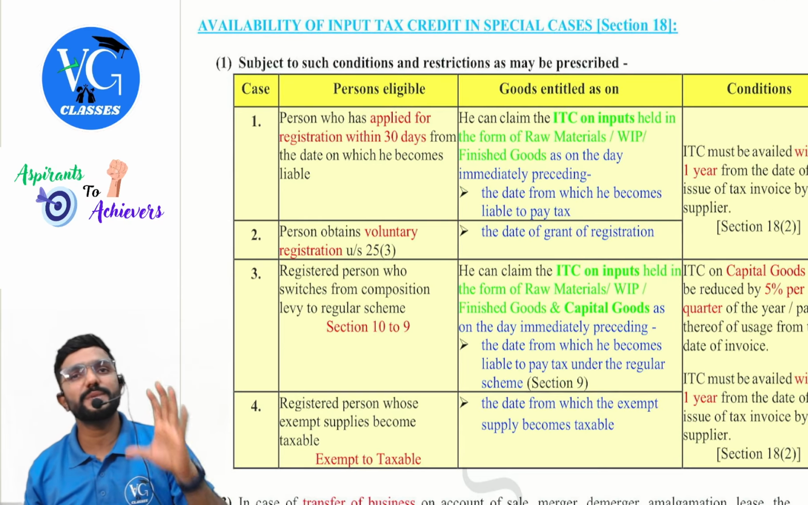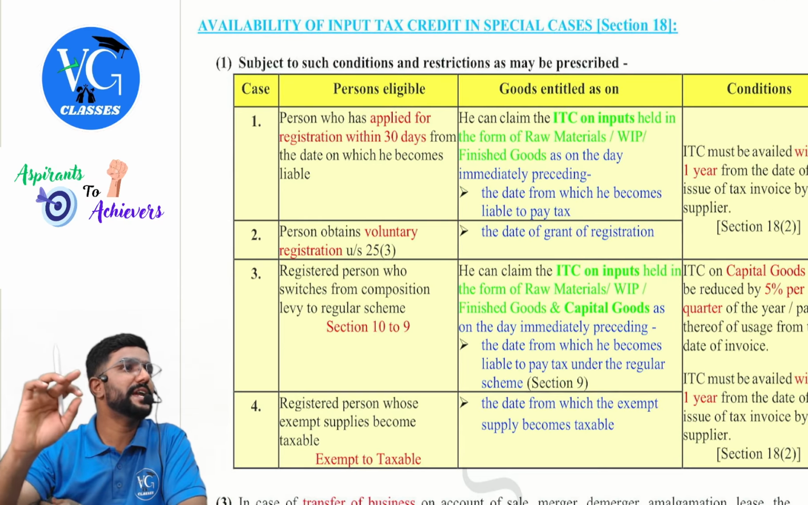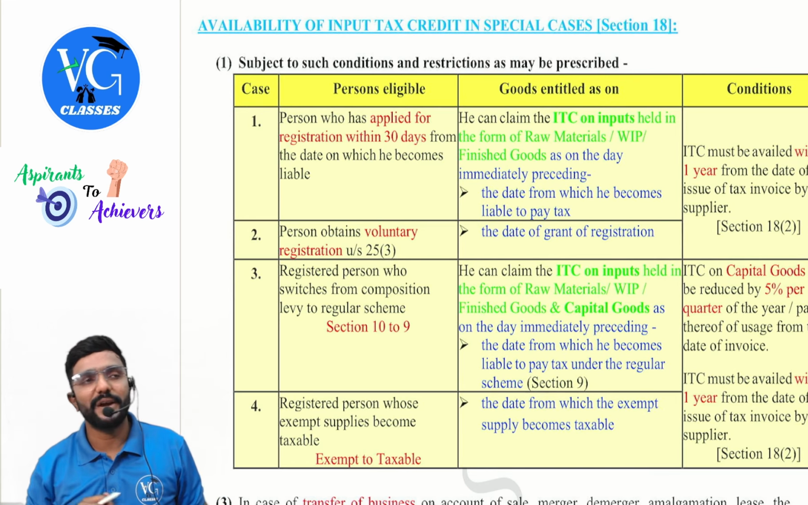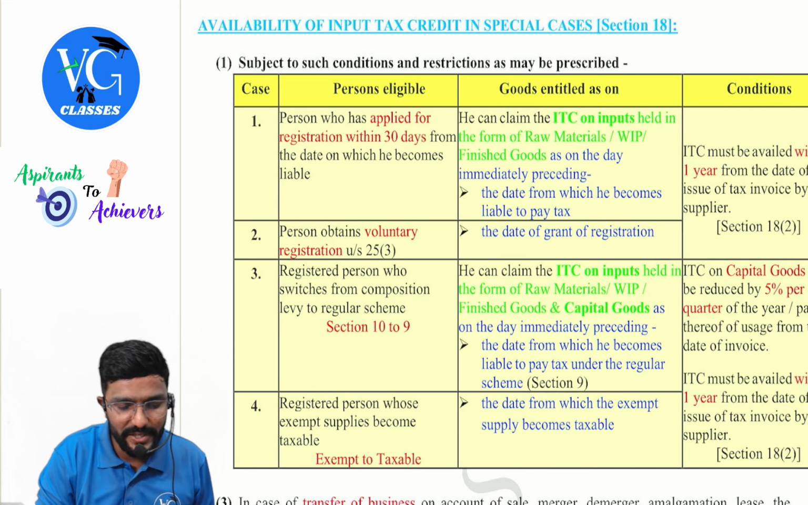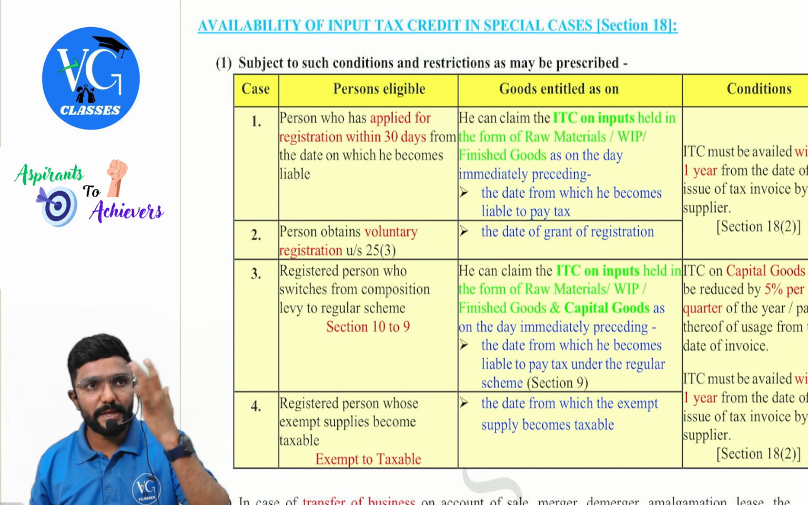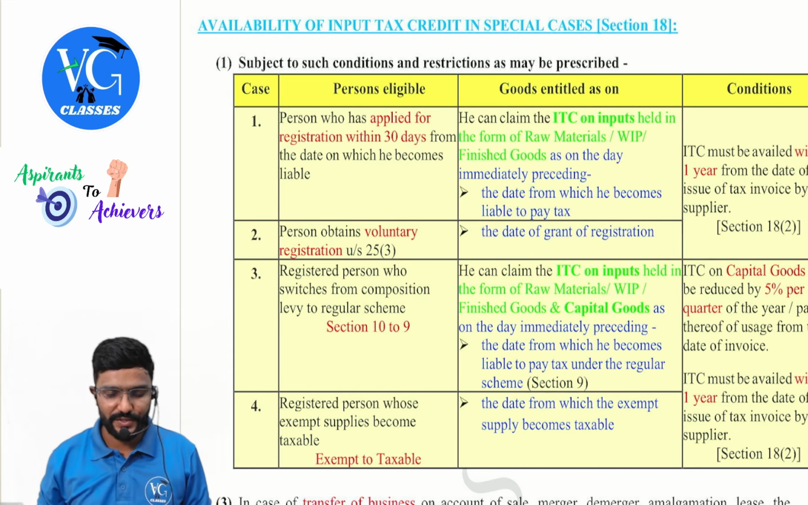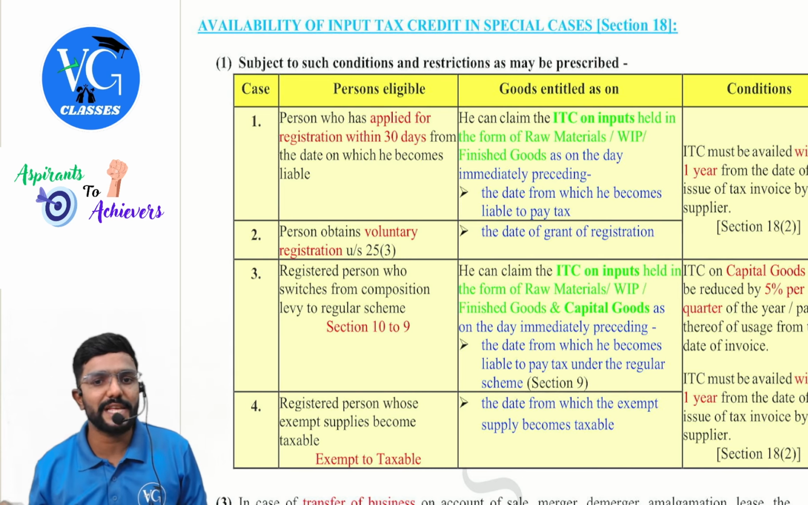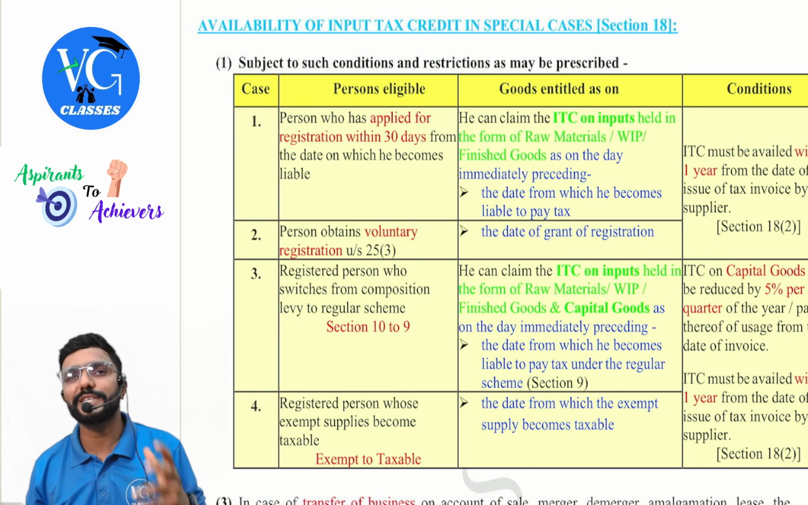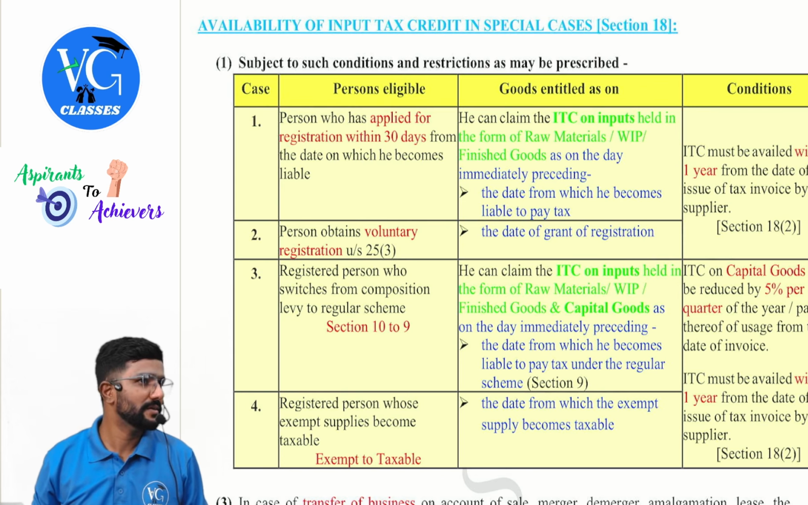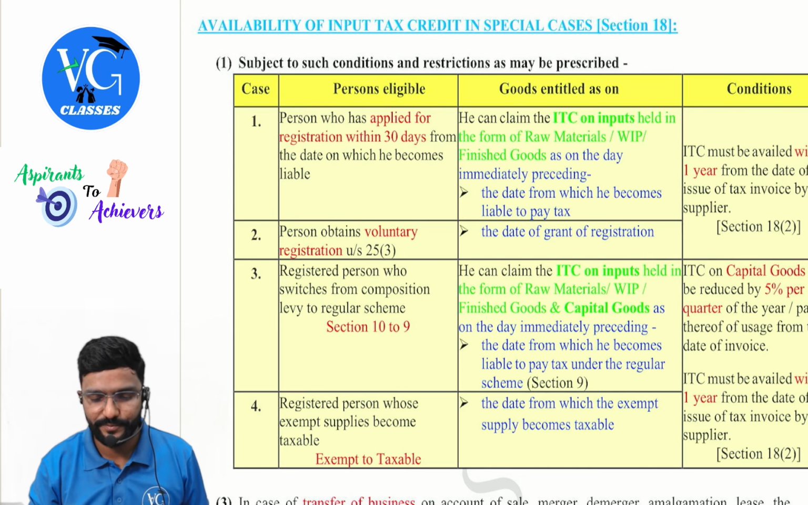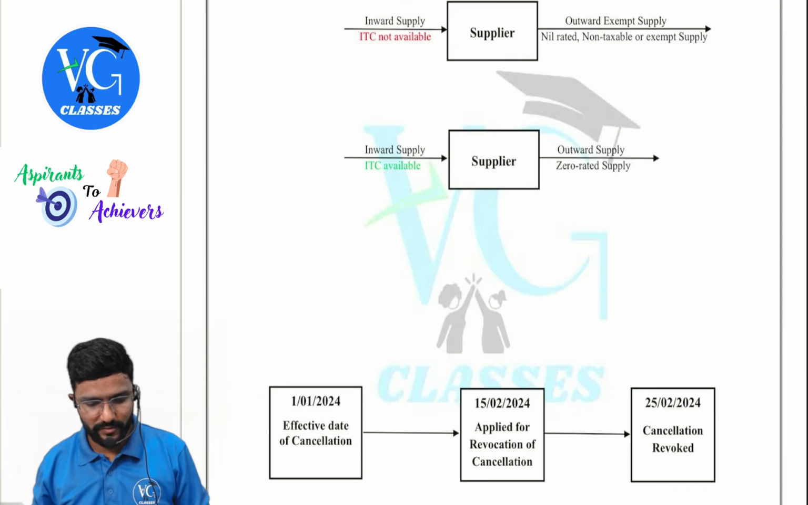17 done. 18 talks about some special cases, guys. What are those? One by one, along with some examples, I will explain. Please be attentive. 18 subsection 1 covers 4 cases, guys. First, a person who has applied for registration within 30 days from the date on which he becomes liable. Guys, let us just visit Rule 10 of the registration topic and come back. This is a registration topic, but as it is connected, it is good to know now itself.